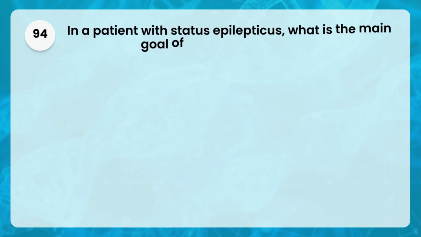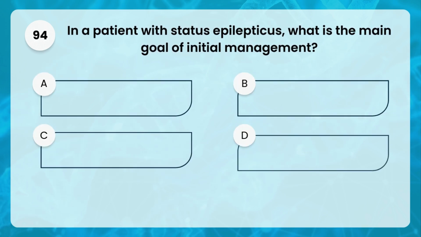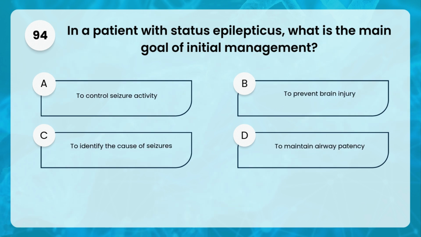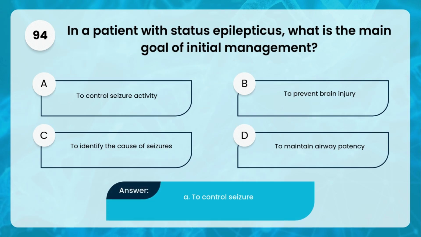94. In a patient with status epilepticus, what is the main goal of initial management? A. To control seizure activity. B. To prevent brain injury. C. To identify the cause of seizures. D. To maintain airway patency. The answer is A. To control seizure activity.